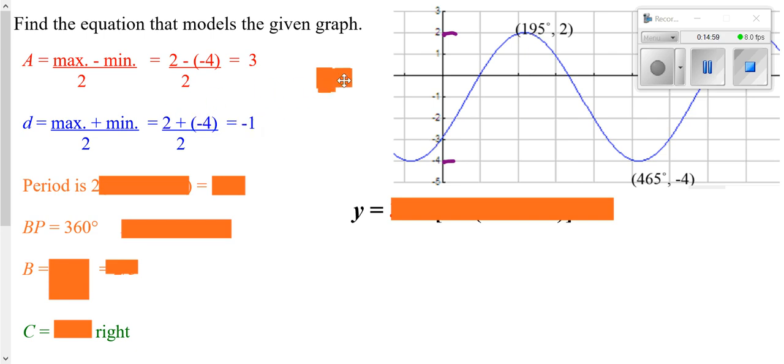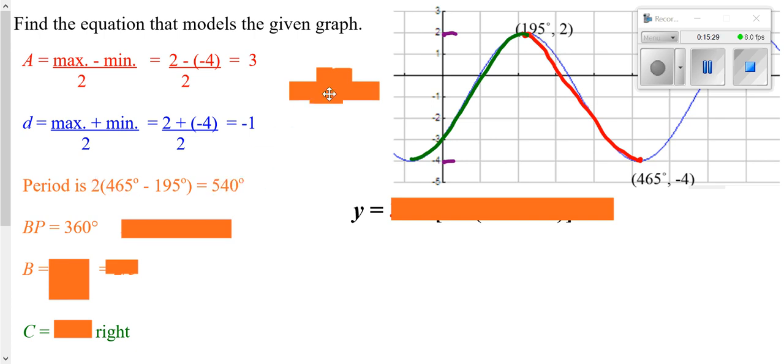Now, what we have right here going from this point down to this point is really only half of your period. You really have to go another half to get the whole thing. So if I figure out how far apart that red is from 195 to 465, I just have to double it to get my whole period. I get 540.